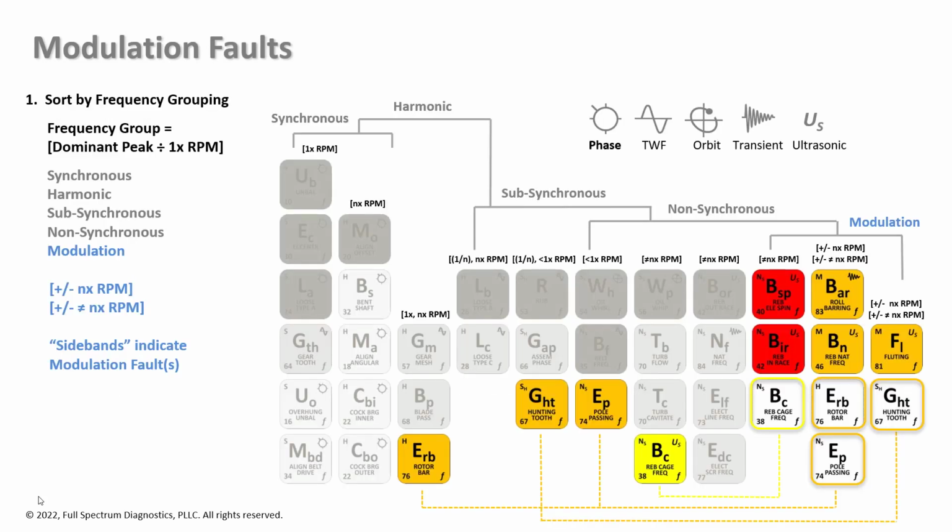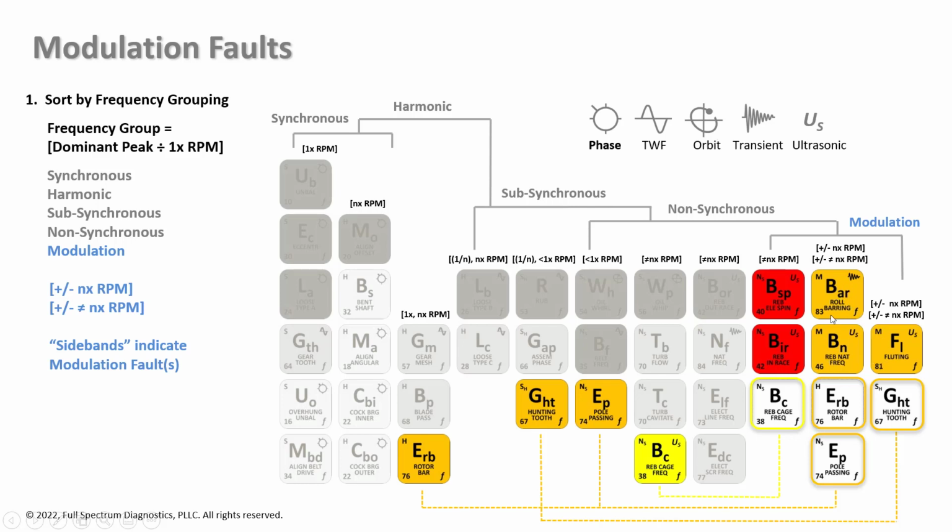For this, modulation faults have a little different profile than other groups. For the actual modulation faults, you can have a ball spin frequency that has cage sidebands. You can have an inner race defect on a rolling element bearing, and it'll have 1 times RPM modulation. You can have barring in a paper plant, and obviously we don't have a paper plant here, so this isn't going to be one of the problems.